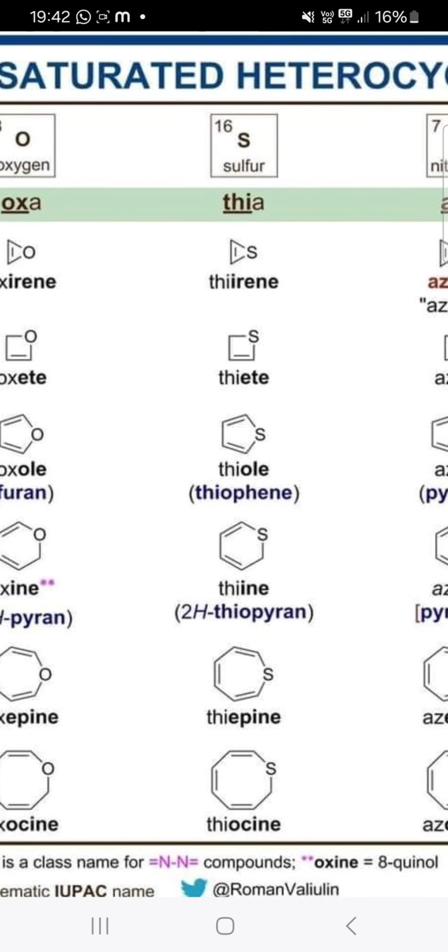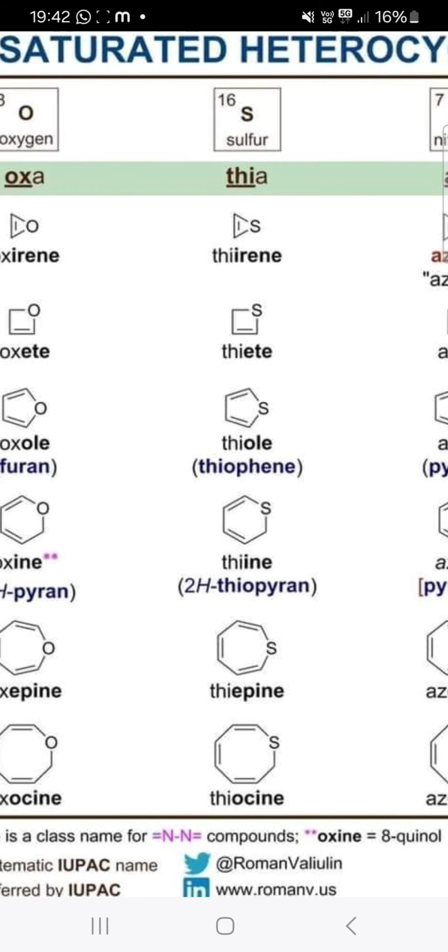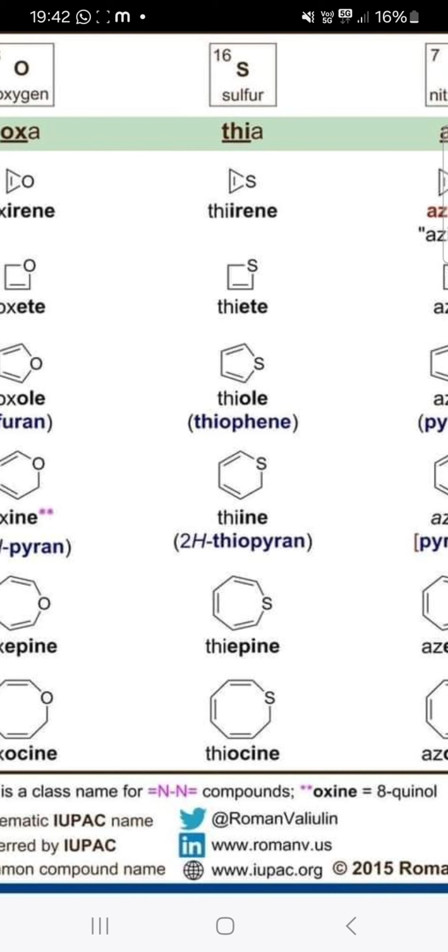Now come to the sulfur: thiirene, thiete, thiole, thiine, 2H thiopyran, thiepine and thiocine.